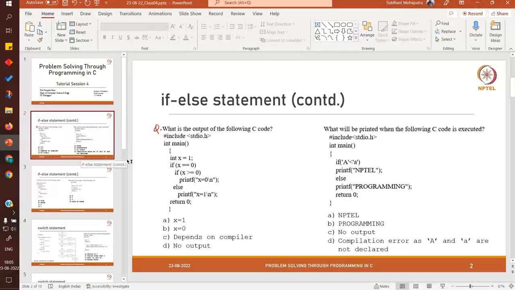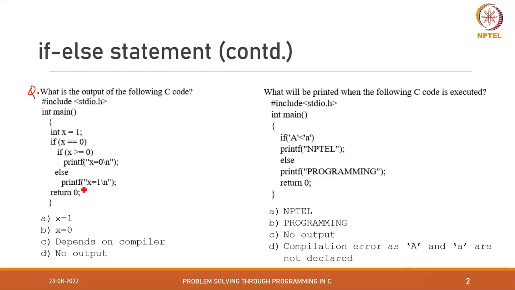Okay, yeah. So the answer will be option D. Why? Because you see, look at the first if statement. The first if statement is if x is equal to 0. That is, if x equals 0. Does that equal 0? No, that does not equal 0. So what is the block of statements which is within this first if condition?